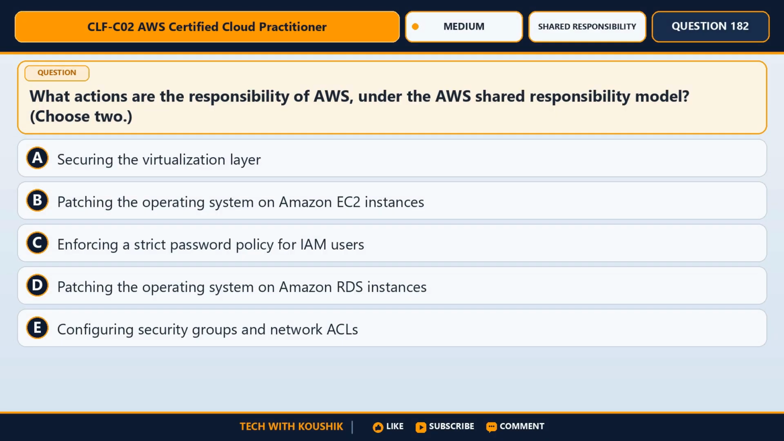Question number 182. What actions are the responsibility of AWS, under the AWS Shared Responsibility Model? Choose 2. Option A, securing the virtualization layer. Option B, patching the operating system on Amazon EC2 instances. Option C, enforcing a strict password policy for IAM users. Option D, patching the operating system on Amazon RDS instances. Option E, configuring security groups and network ACLs.